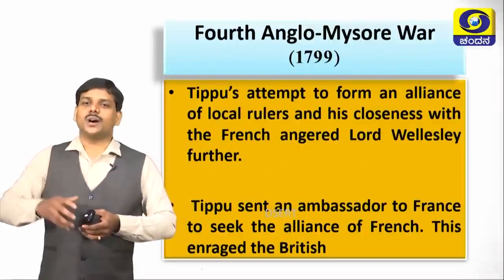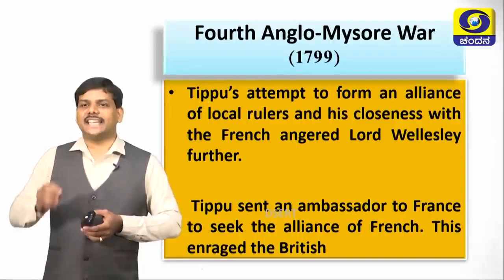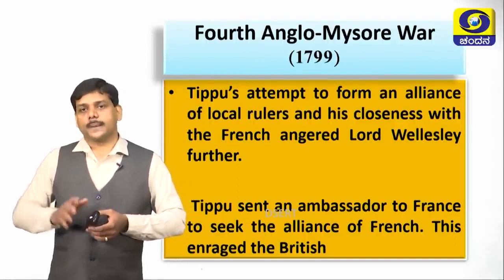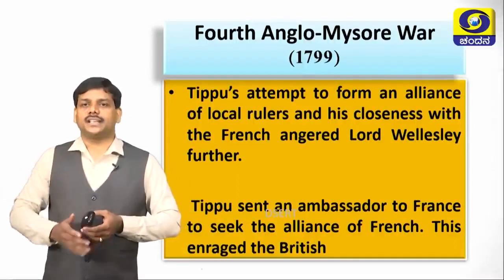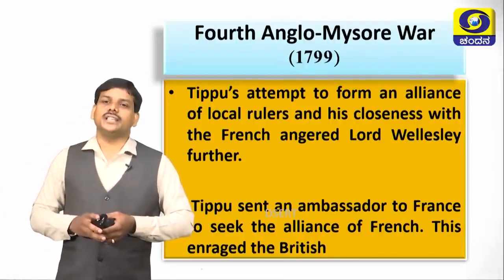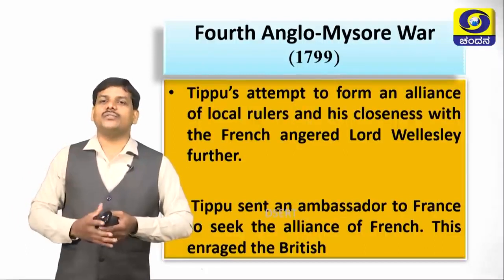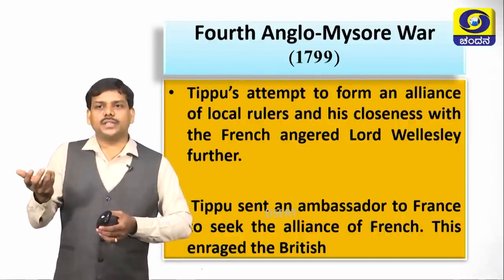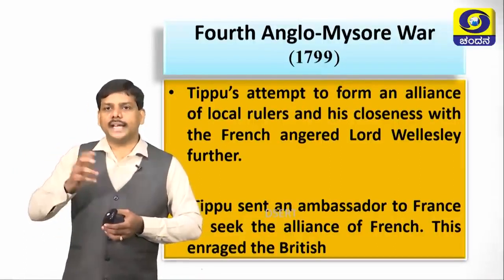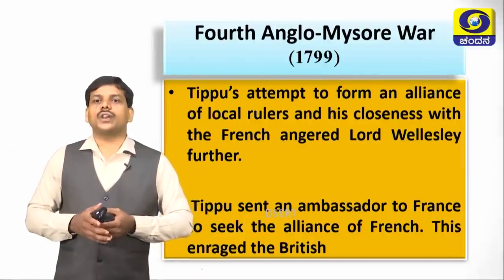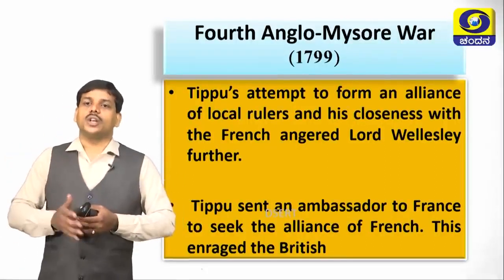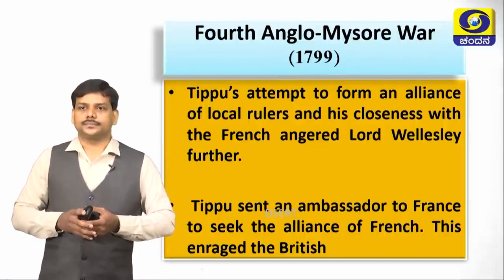Now the last war which was fought in the year 1799 was Fourth Anglo-Mysore War. Here, after the Treaty of Srirangapattanam, Tipu decided to defeat the British because he had faced a lot of humiliation. He tried to make an alliance with the local rulers. He tried to send ambassador to France and all. But all these attempts were not liked by the British.